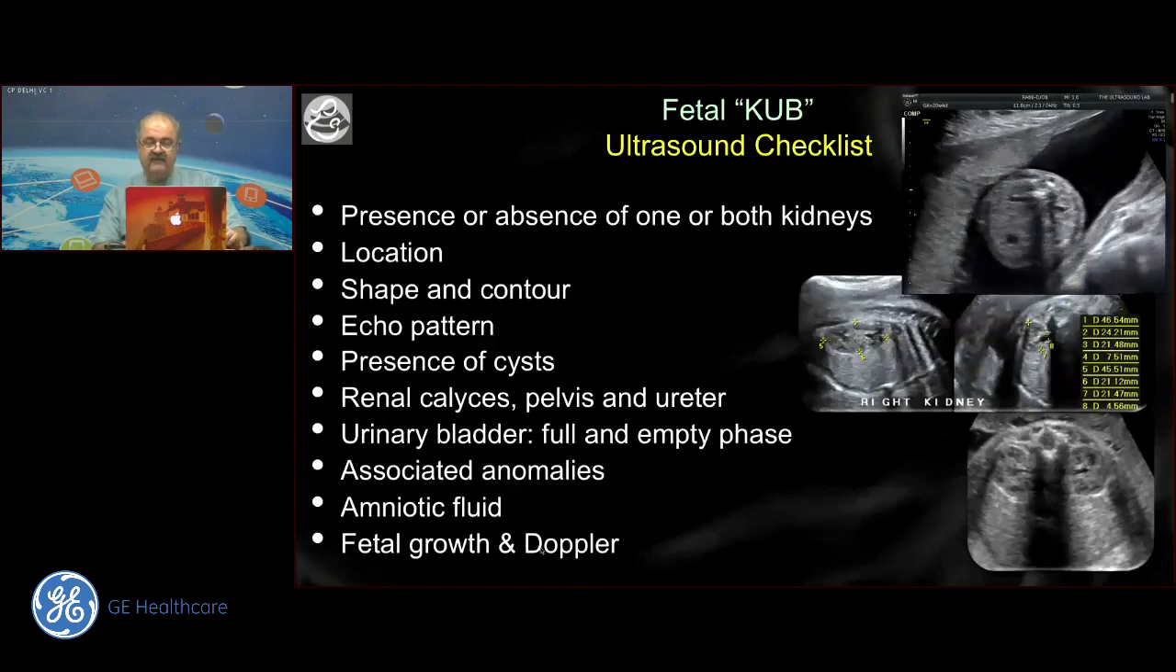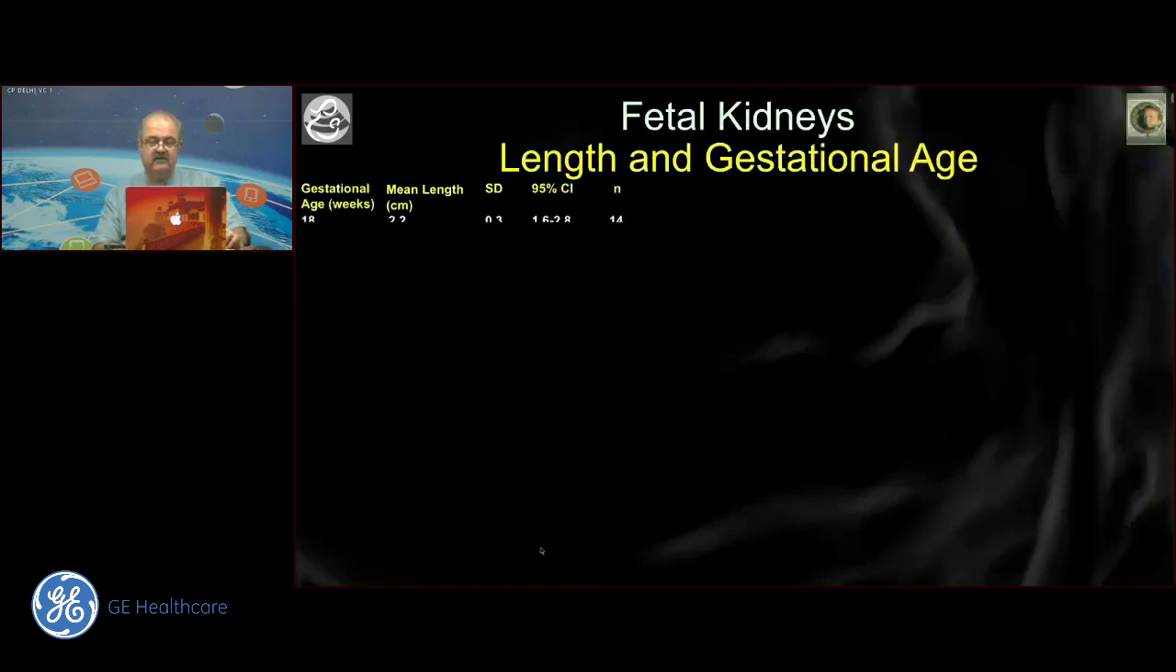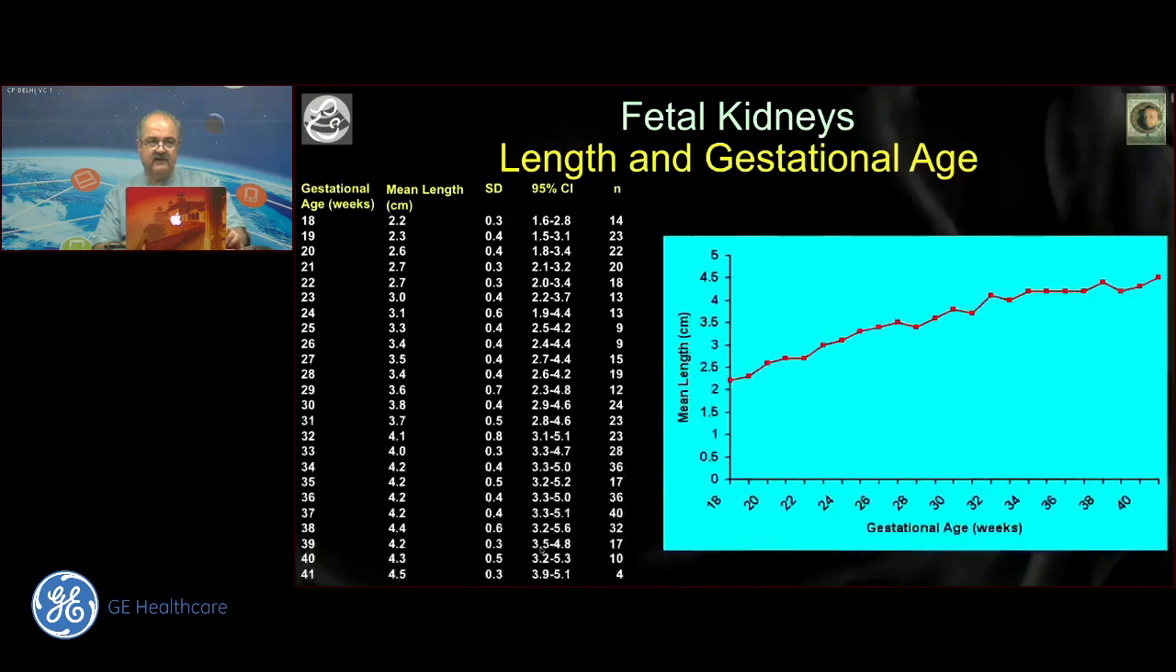We actually have these nice, wonderful nomograms on the internet that you could get through. There are several of them. They're all almost identical. They tell you about fetal kidney length with gestational age. But the one thing that you must remember, of course, is that the length does increase with gestational age.